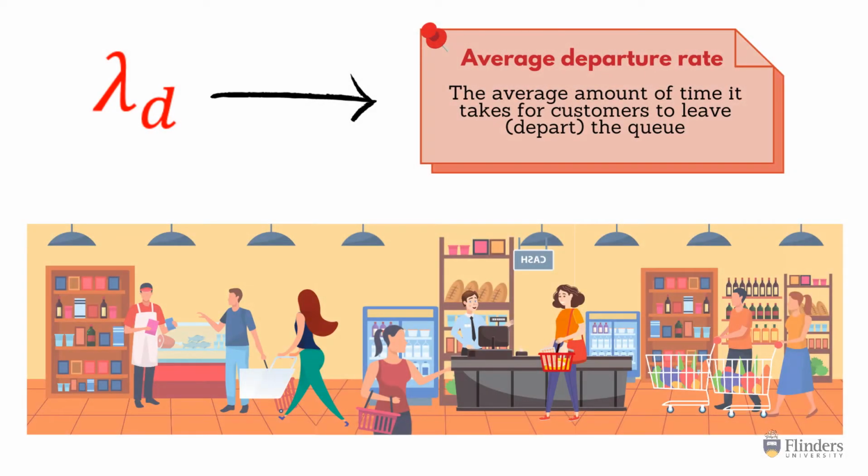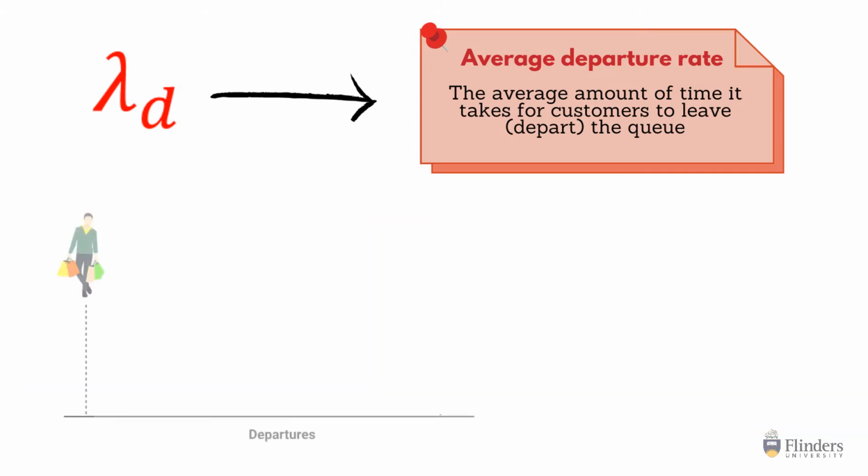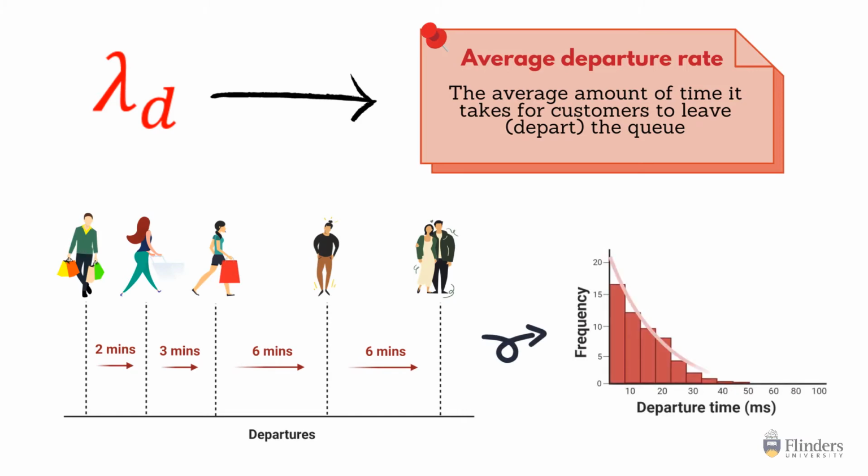A similar idea is applied to obtain lambda d, or the departure rate. If we take a measurement of the time it takes for customers to be served and leave the queue, we can construct a distribution of departure times to give us lambda d.